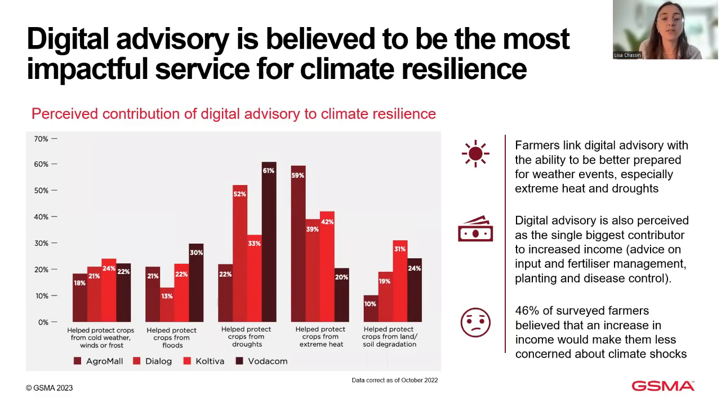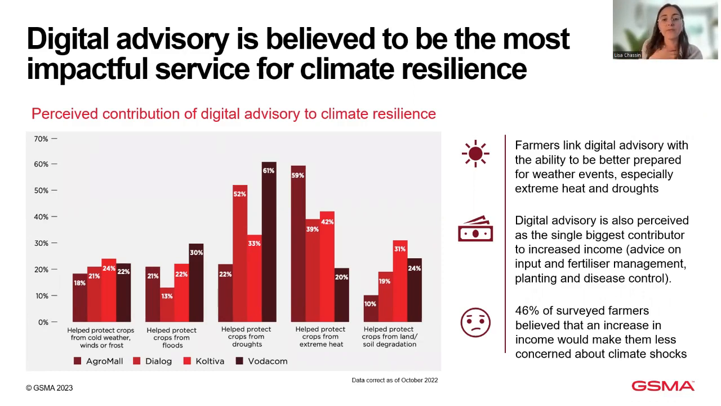So in conclusion, we can say that digital advisory services and weather forecasts show great potential to improve the climate resilience of smallholder farmers, both through direct mitigation and adaptation strategies, but also through improved income, which can be used to invest in better management options.